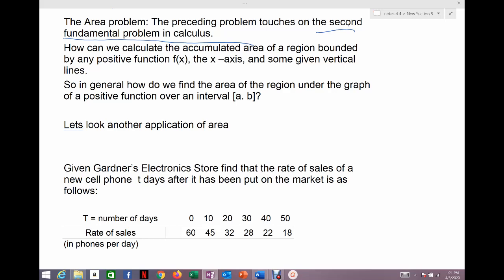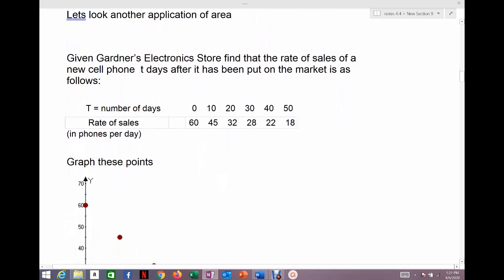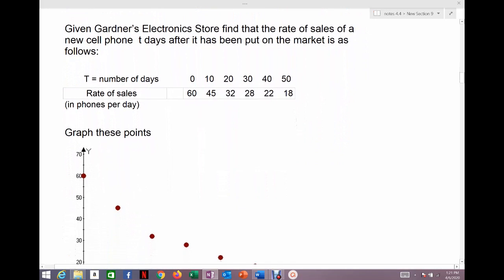Alright, so I'm going to look at another example. It's a marketing type example, and we're going to set up and again talk about area. So we've got this market research that we've done. We've gone to an electric store, or we've estimated an electric store based on past research or something. So we've collected some statistical data, either past or present.